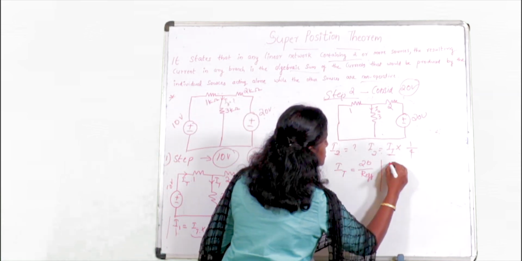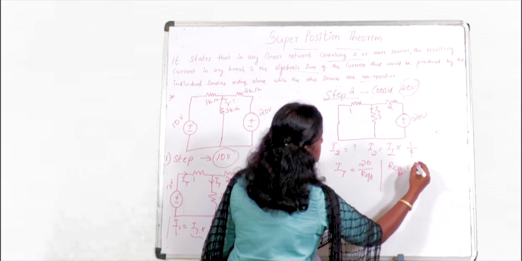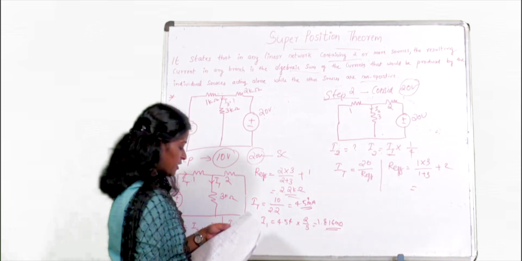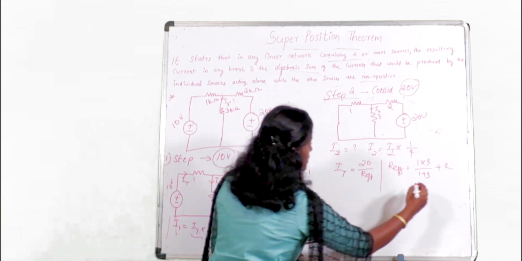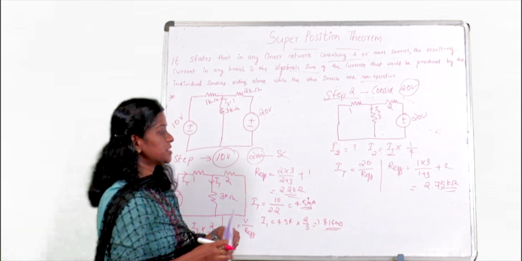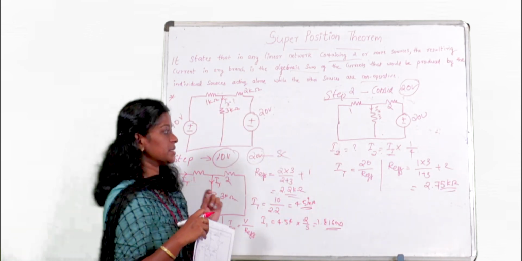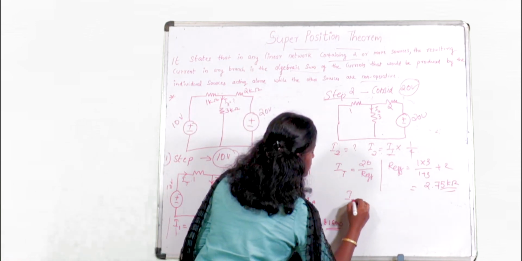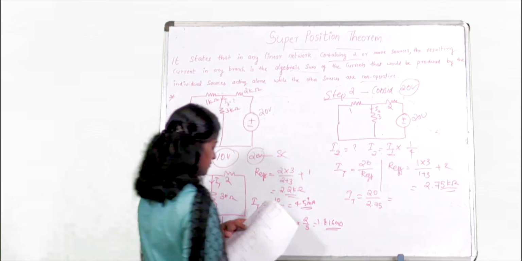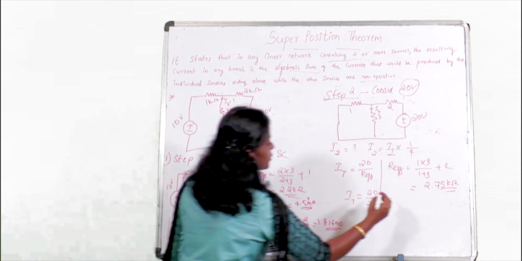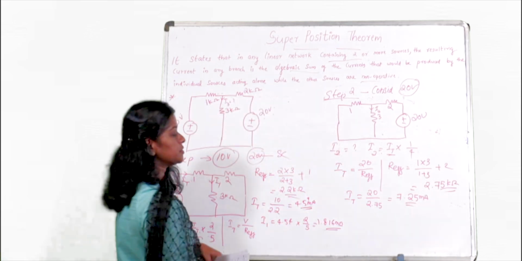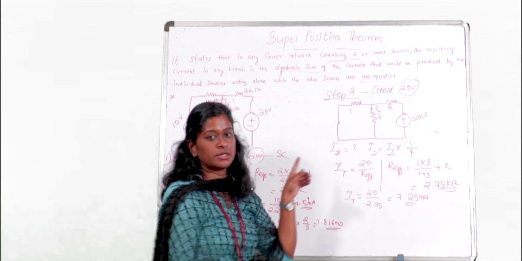Here we know 1 and 3 are connected in parallel, which is in series with the 2. So first we will find the effective resistance. That means 1 into 3 divided by 1 plus 3, plus 2. So your effective resistance will be 2.75 kilo ohm in this case. Then we will find total current, that will be equal to 20 divided by 2.75. So here you will get 7.25 milliampere. So 7.25 milliampere is the total current of the circuit.